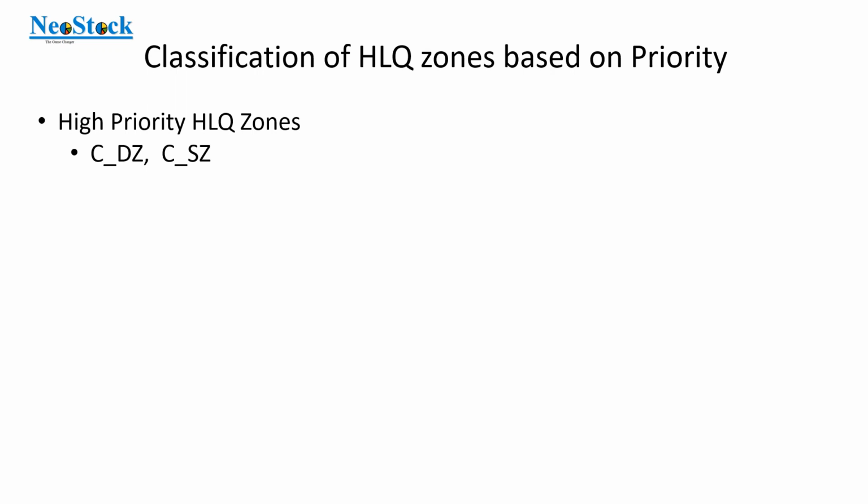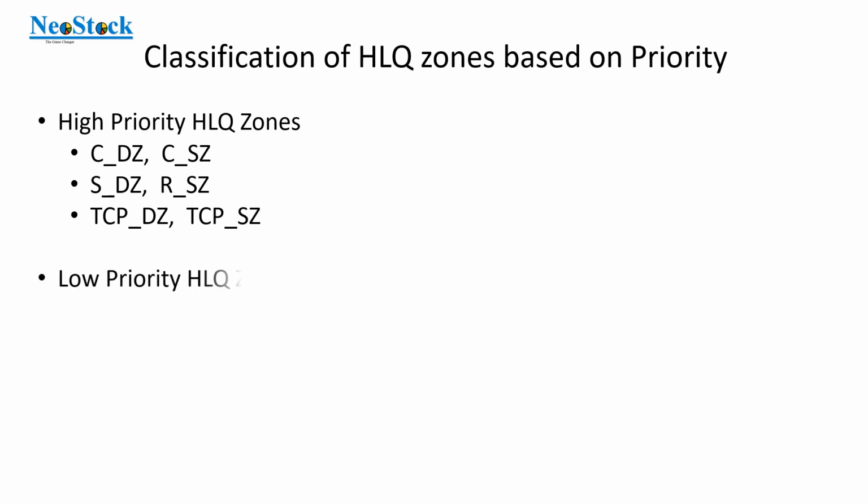So we have high priority high liquidity zones: C_DZ and C_SZ. What are C_DZ and C_SZ? We will discuss in detail. The next one is the S_DZ and R_SZ category. And the next one is TCP_DZ and TCP_SZ, another category. This category of zones I am calling high priority high liquidity zones.